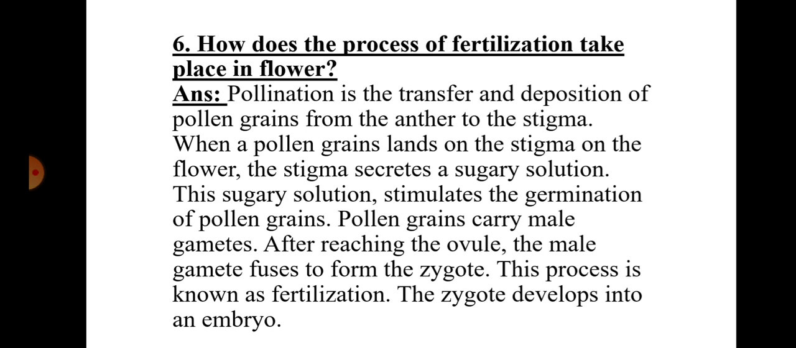Sixth question. How does the process of fertilization take place in a flower? Answer. Pollination is the transfer and deposition of pollen grains from the anther to the stigma. When the pollen grains land on the stigma of the flower, the stigma secretes a sugary solution. The sugary solution stimulates the germination of pollen grains. Pollen grains carry male gametes. After reaching the ovule, the male gamete fuses to form the zygote. This process is known as fertilization. The zygote develops into an embryo.